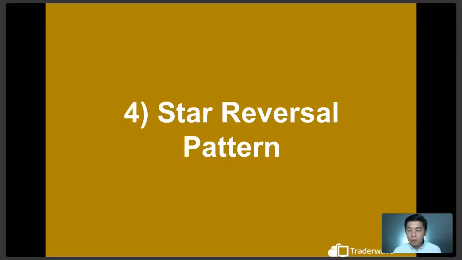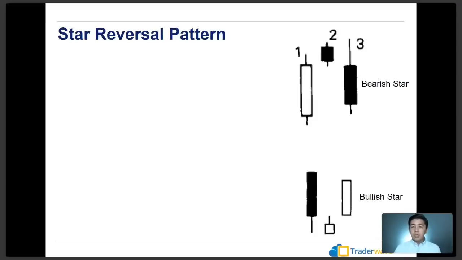And the next one, the star reversal pattern. This is how it looks. For a bearish star reversal pattern, you will see the prior trend is going up, then you see a long white or green candlestick. Then suddenly on the second day, you see a small-bodied candlestick that is above the closing price of the first day candlestick. And then on the third day, it closes lower than the second day with a long black body as well. That's what we call a bearish star reversal pattern.